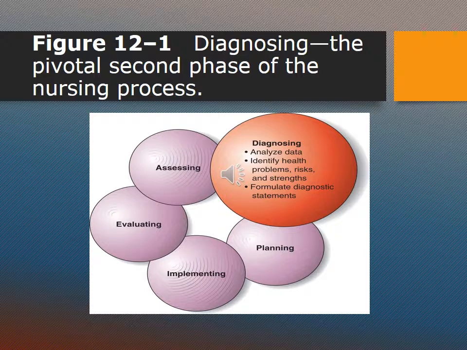So we are in the second step, diagnosis, and the things that happen in this step, go ahead, commit it to memory. We analyze data to identify your client or your patient's health problem, their risks and their strengths. So what's currently going on? What's a problem? What things are they at risk for? And then where are their areas of strength? And from that, we formulate a diagnostic statement.